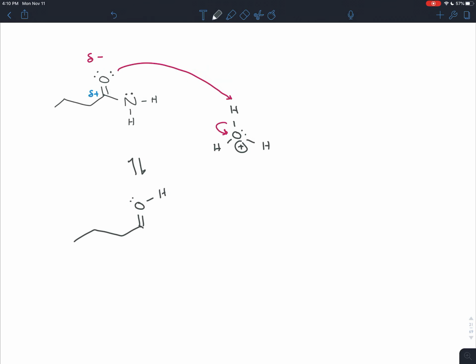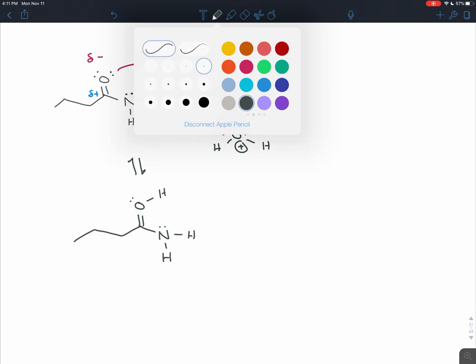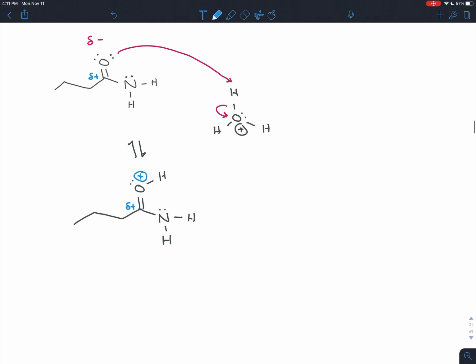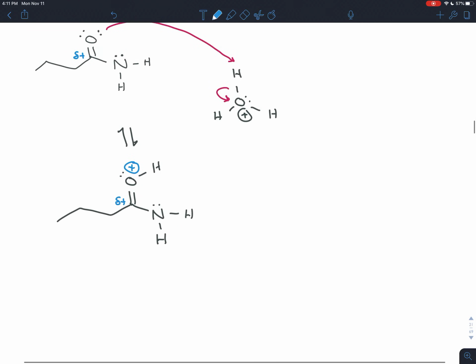Because now the oxygen is not just pulling electrons away from the carbonyl carbon through its electronegativity, it's pulling them away using the positive charge that the oxygen has. That positive charge is pulling on the electrons in this bond also. And so the carbonyl carbon loses a lot of that electron density and becomes slightly positive.